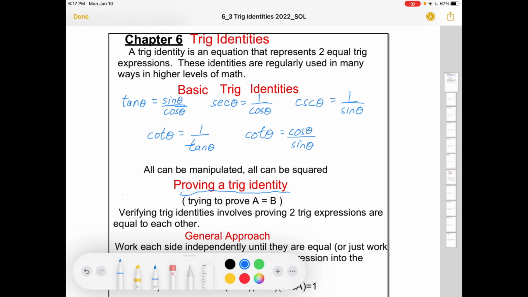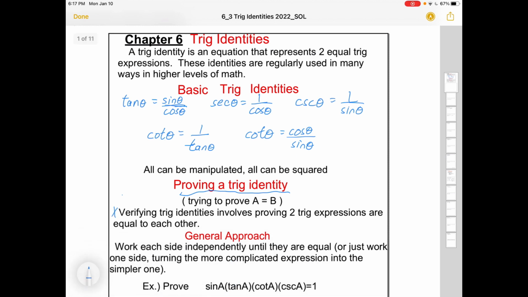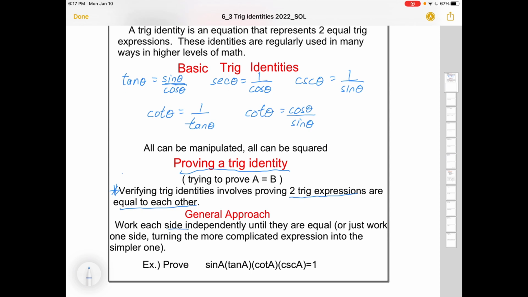So when we're proving a trig identity, we're verifying that two trig expressions are equal to each other. And the general approach is to work each side independently until they're both equal. Or you can just work one side, turning the more complicated expression into the simpler one, or vice versa. You need to show that they're equal to each other.